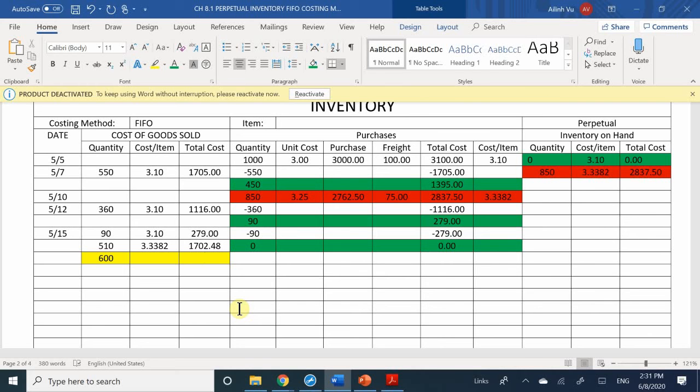Okay, so 279 plus 1702.48, right? Correct. 1981.48. That's correct. Okay, so that's my total cost of goods sold because I sold a total of 600. Now you can write it in your journal as separate because of the cost, but you're just triple entering yourself.